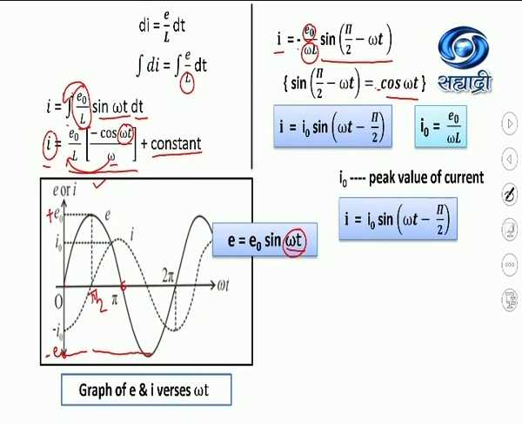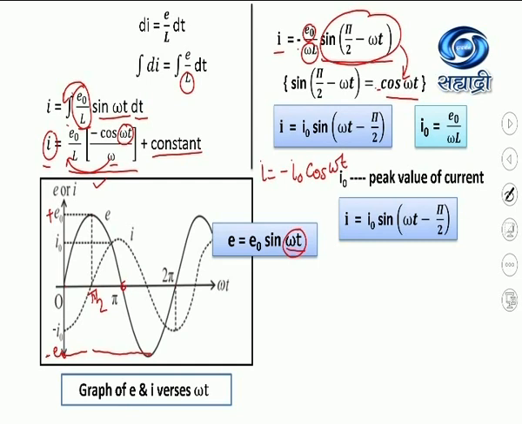For current, our expression is I is equal to I naught sin(omega t minus pi by 2). Another thing we have noticed is that sin(pi by 2 minus omega t) is equal to cos(omega t). So I can say that I get a simplified expression for the current: I is equal to minus I naught into cos(omega t).